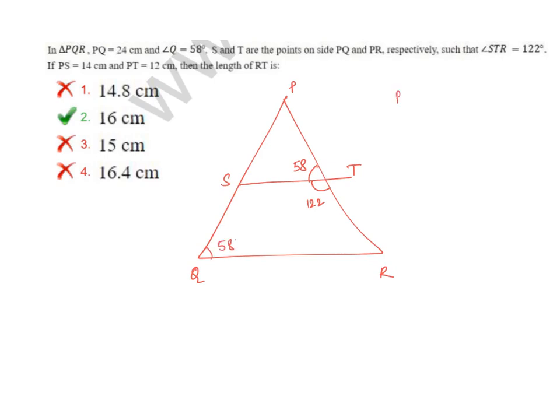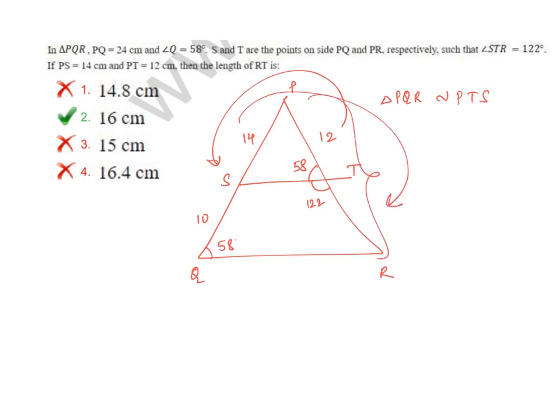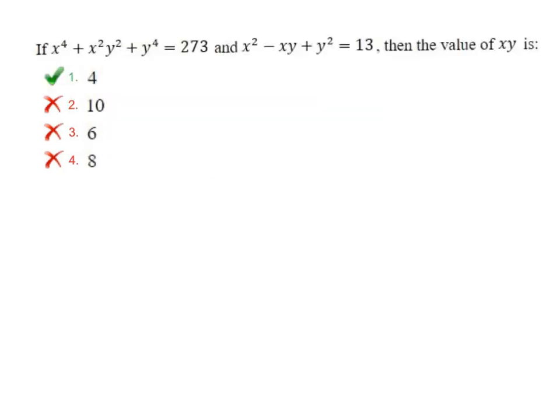So you can clearly say triangle PQR is similar to triangle PTS. He said PS is 14, and he already said PQ is 24, therefore this is 10. PT is 12. If 12 becomes 24, then 14 has to become 28. So this whole thing, PR becomes 28, then RT is equal to 28 minus 12, that's 16 centimeter. So you just need to follow the similarity. Now look at the next one.